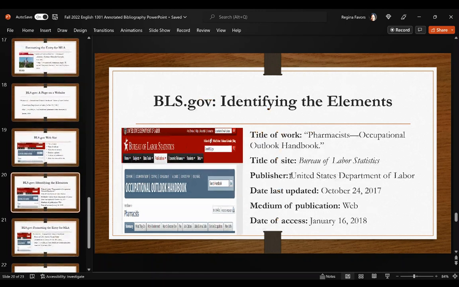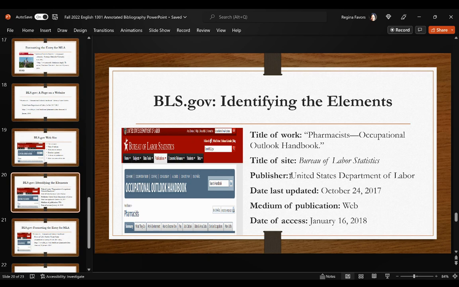So here's the screenshot again. Title of work would be the full thing that you see here: Pharmacist, Occupational Outlook Handbook. Remember, we did not have access to internet consistently until now, and so we dealt mainly with books. The book that you see here is actually an original book. And if you visit a physical library, you might still see this book in the reference section. But it's important to understand that you still format it in the same way that you would a book, but just for online.